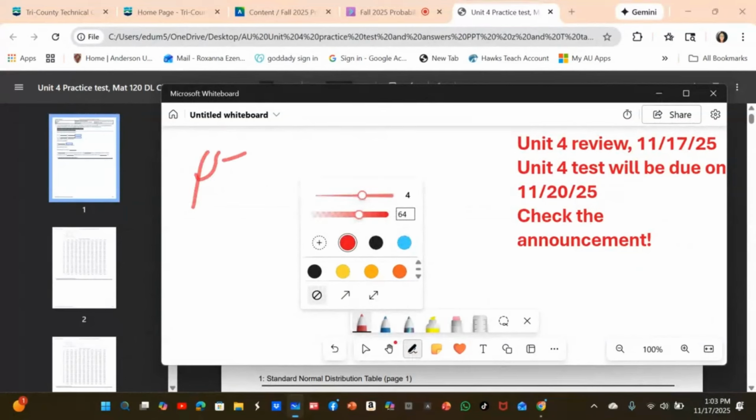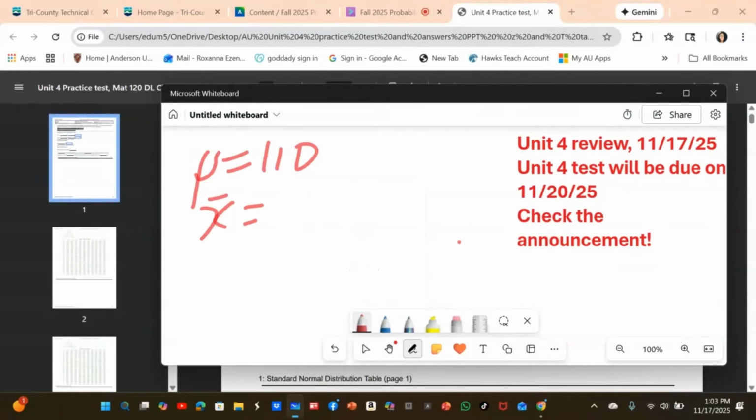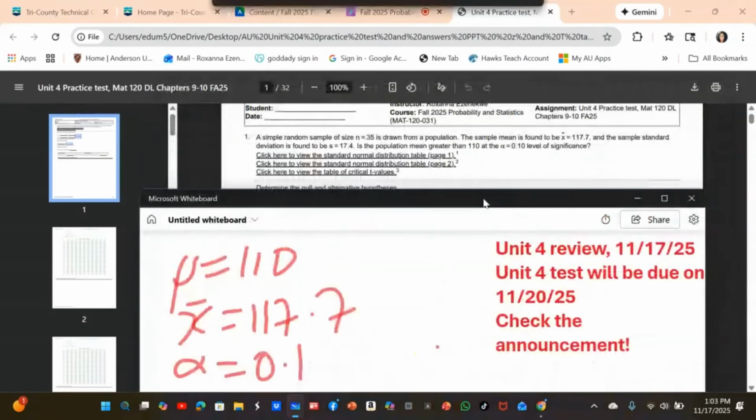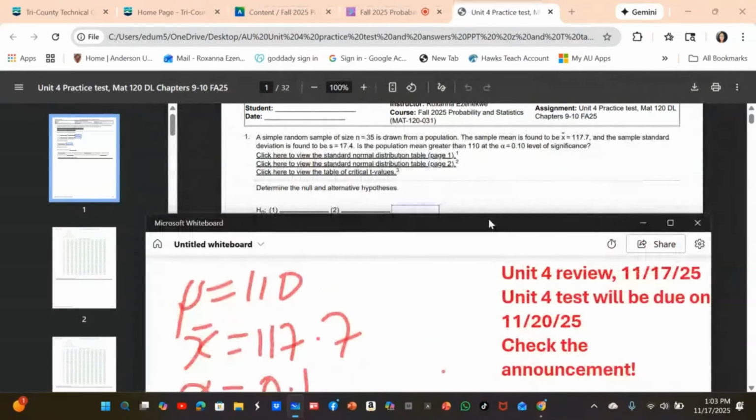Equal to 110. The point estimate is 117.7. The alpha is equal to 10% or 0.1. Let's see what else. The standard deviation. So let's see what kind of standard deviation we're given. The standard deviation is 17, and we are given sample standard deviation.